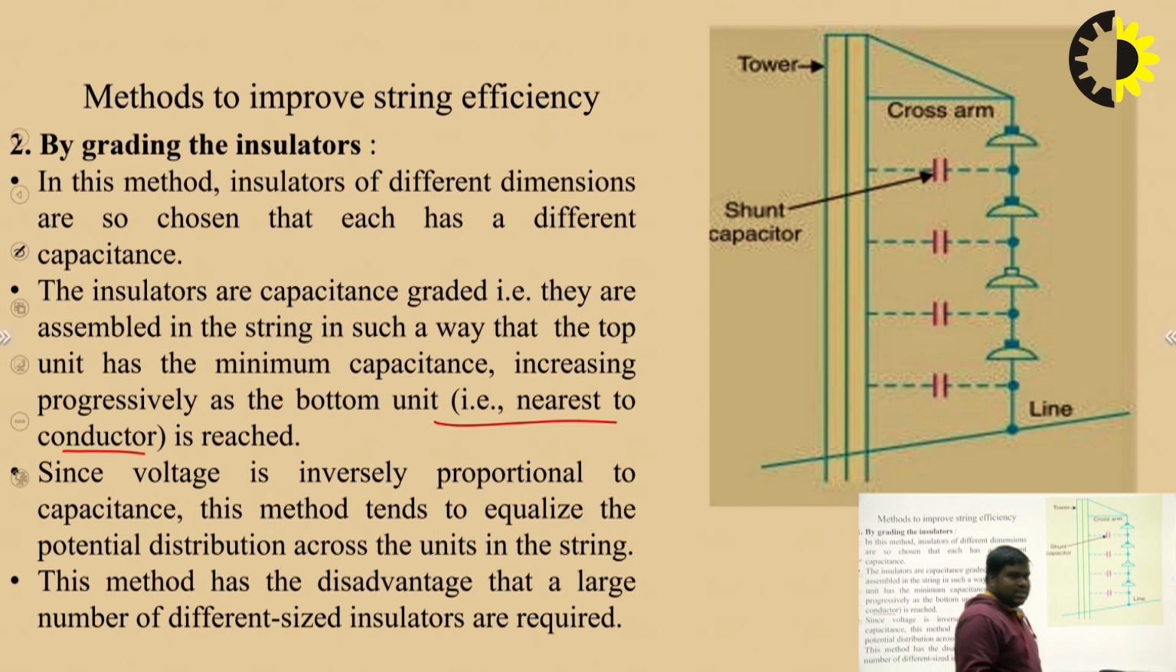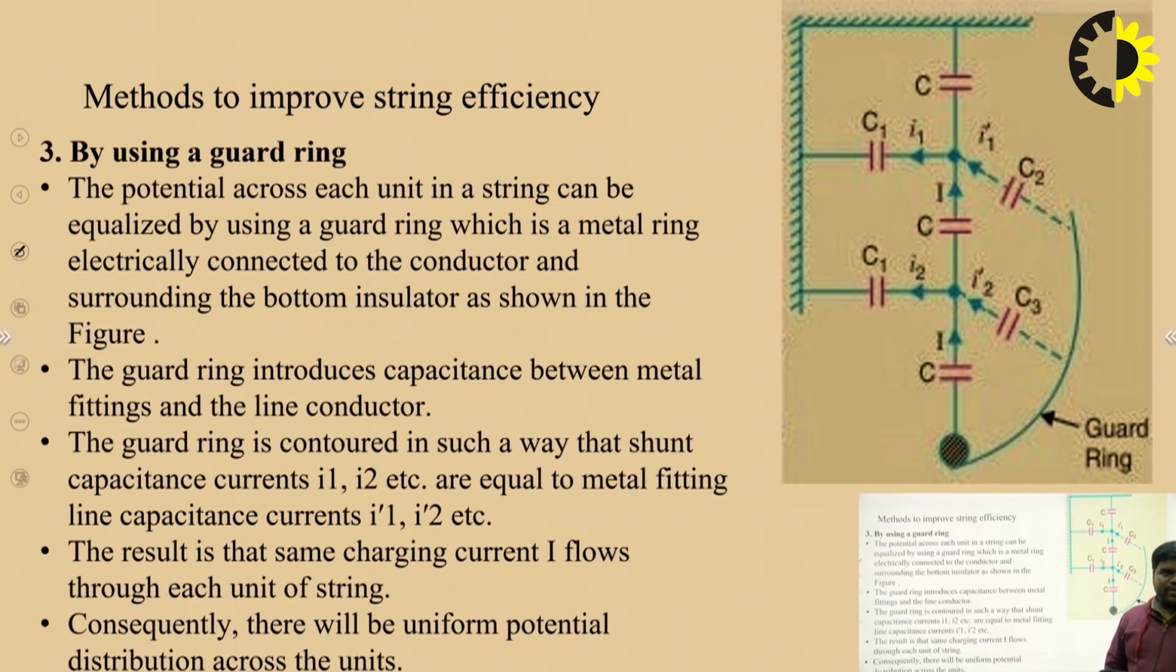In this case, the voltage is inversely proportional to the capacitance. So this method tends to equalize the potential distribution across the units in the string. This method has a disadvantage that a large number of different size insulators are required. So it is very crucial to take different types of insulators into account in this method. So this is the disadvantage of it.